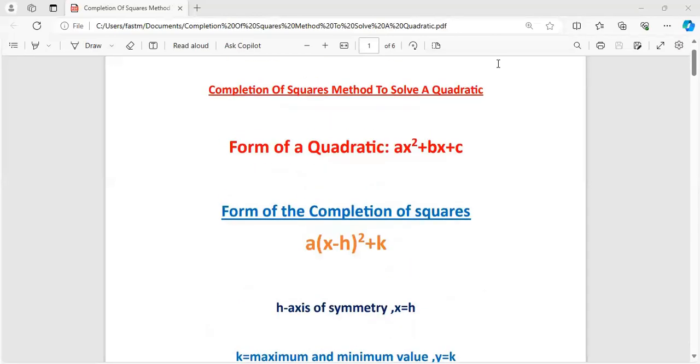Alright guys, in this video I'll be going through completing the square. Completing the square is just a method to solve a quadratic equation. There are different methods you could use to solve a quadratic, and this is just one of them. The other methods are like the quadratic formula, and you could use factorization to solve it, right?